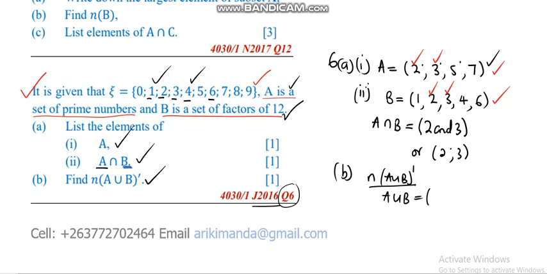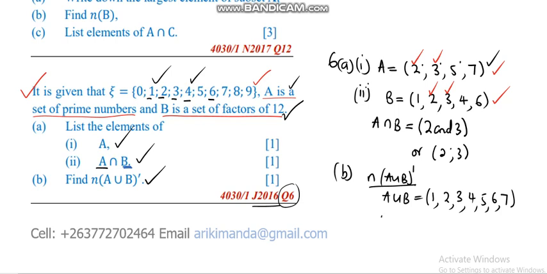A union B, we are joining all the elements that are found in A and B and bringing all the elements together. We are writing all the elements in A and B. If we combine them, we have 1, 2, 3, 4, 5, 6, 7. Take note, we don't repeat elements that appear on both sides, like 2 and 3. These are the elements that are found in A union B.